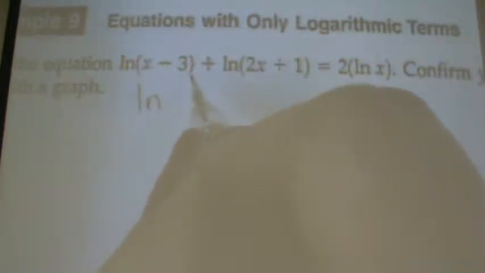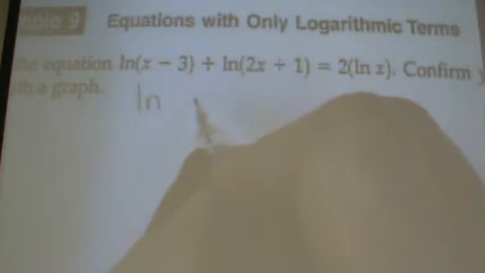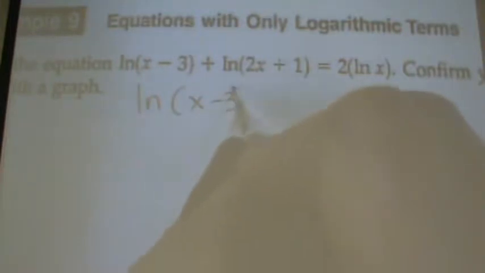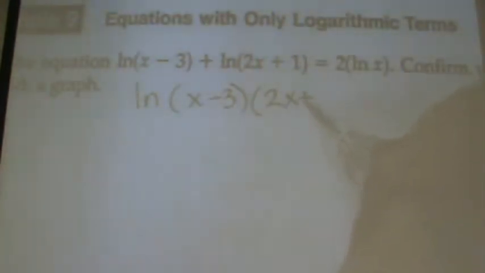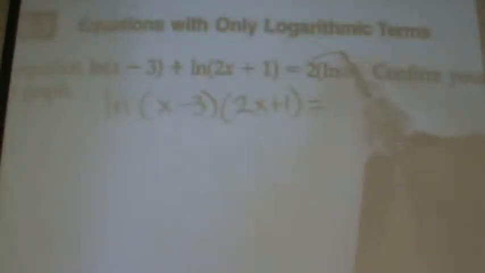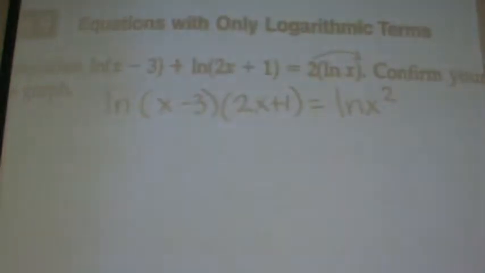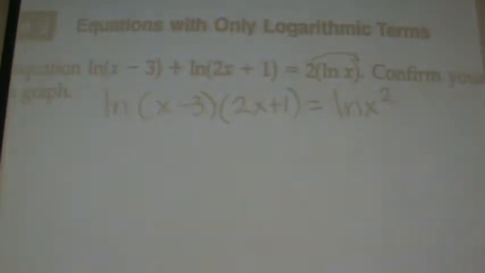In front? No, it's a plus sign. So do you know the product? Multiply. So it's going to be x minus 3 times 2x plus 1. Now, what about this 2? Can we do something with this 2? Giving you a hint. Where does this 2 go? It's the exponent. So does everyone agree with what we just did, using 2 properties?